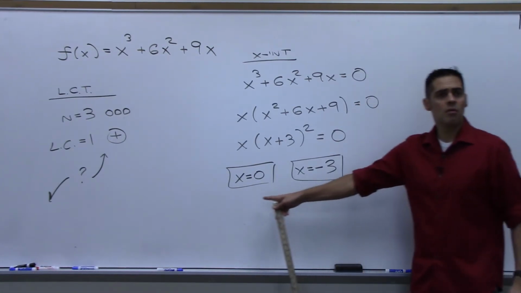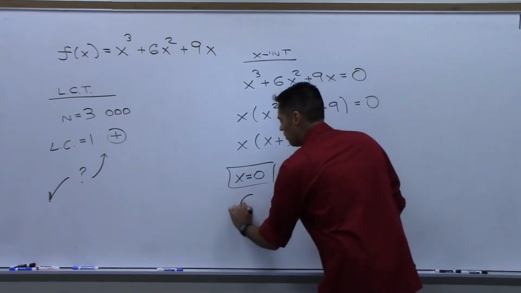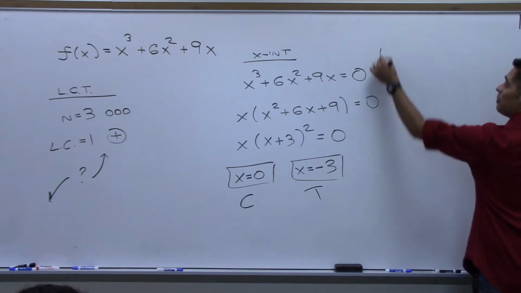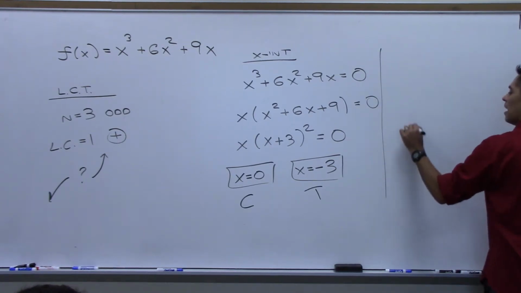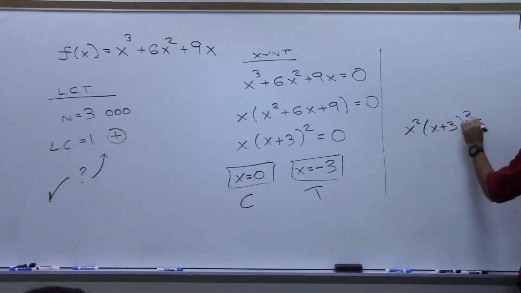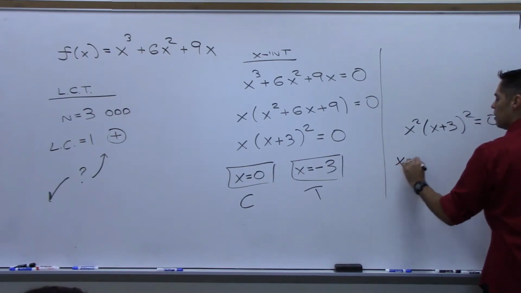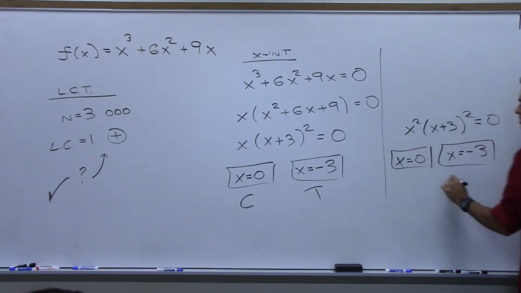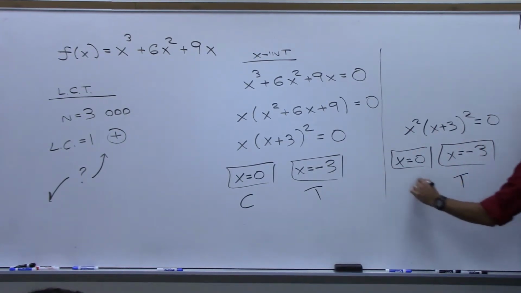Okay, and then at 0, what am I doing? I'm crossing through, right? Look at this one. Next to this, I'm going to put the one we just had before, x squared, x plus 3 squared equals 0. We got two answers, 0 and -3, and I touched at both, right?